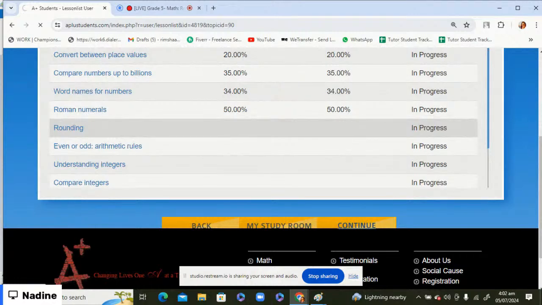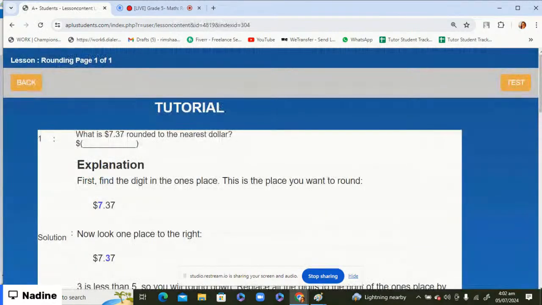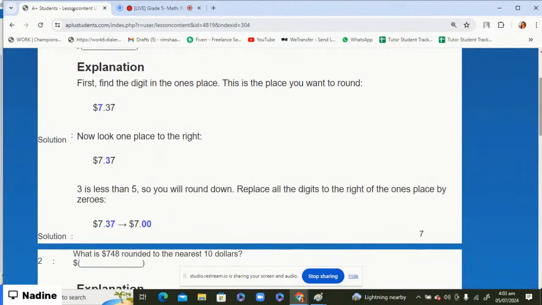So, what is 7.37 rounded to the nearest dollar? We are going to round all the numbers one by one to the nearest dollar. So which one is with the dollar? 7 is with the dollar. So we basically round this one. Okay, so what is it rounded to the nearest dollar?